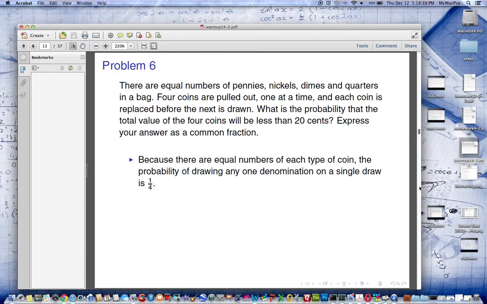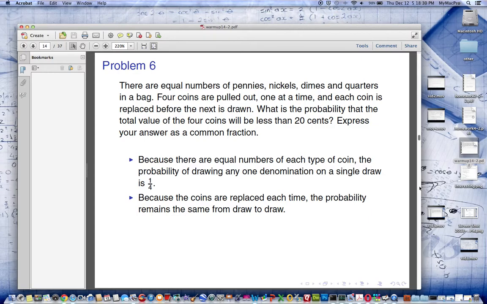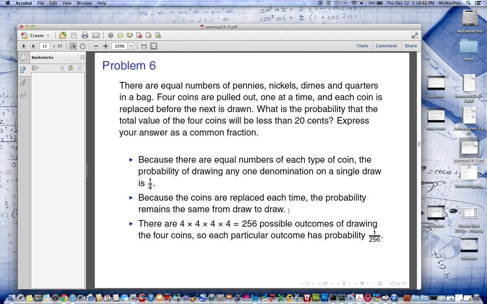So let's see how to do it. Because there are equal numbers of each type of coin, the probability of drawing any one in a single draw is 1/4. Because the coins are replaced each time after you pick, you're putting it back, so the probability is 1/4 and it remains 1/4. So how many possibilities are there? 4 times 4 times 4 times 4, because there are 4 draws, which is 256. So each particular outcome has probability 1 over 256.